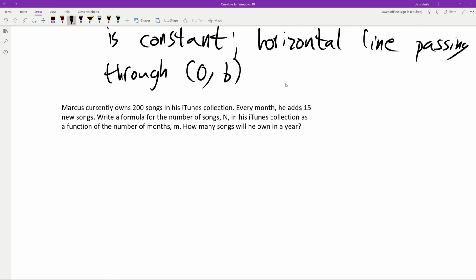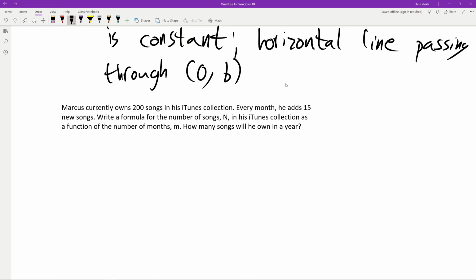So let's say Marcus currently owns 200 songs in iTunes. Every month he adds 15 new songs, so he buys a new album every month. Write a formula for the number of songs in his iTunes collection as a function of the number of months m. How many songs will he own in a year?